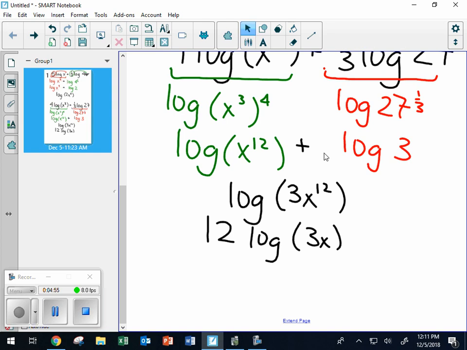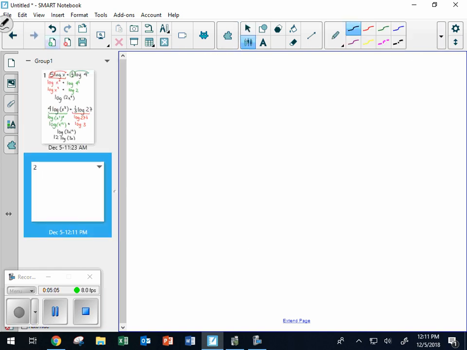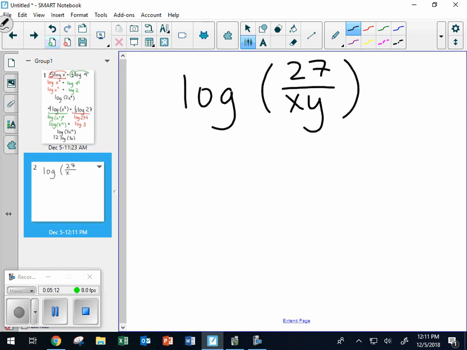Okay. From here, we've done a lot with our product property. I would like to do an example with our quotient property instead. Instead of condensing this all into one logarithm, I would like you to expand this into as many logarithms as you can, and then simplify it. So don't condense, but expand it, and then simplify it. I will pause while you work.